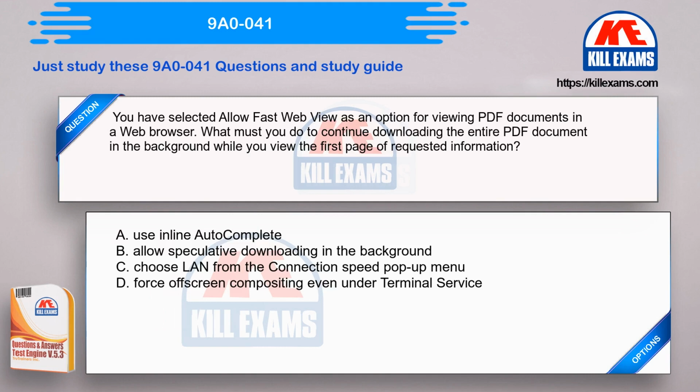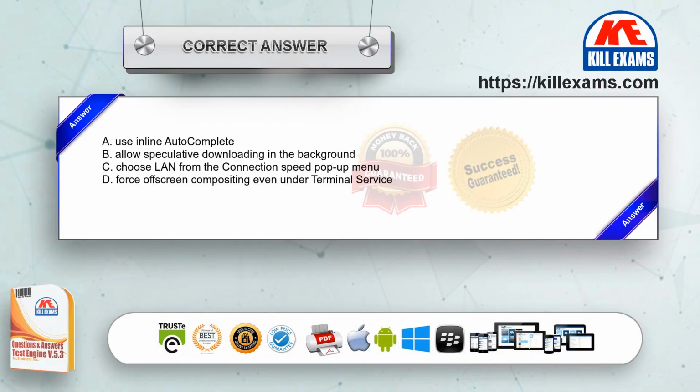Option C. Choose LAN from the Connection Speed pop-up menu. Option D. Force off-screen compositing even under terminal service. The correct answer is option B.